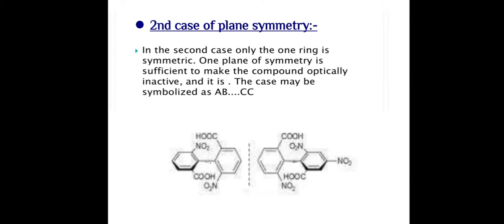Then, the second case of plane symmetry. In the second case, only one ring is symmetric. One plane of symmetry is sufficient to make a compound optically inactive. This case may be symbolized as ABCC. It is the structure of the second case of plane symmetry.